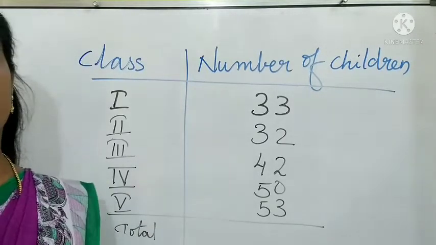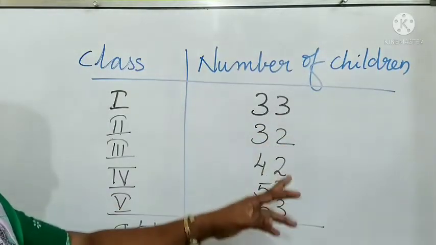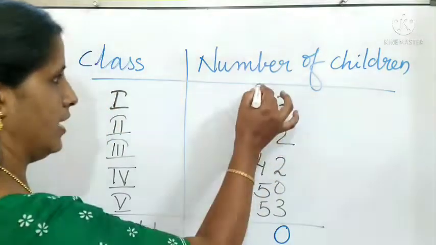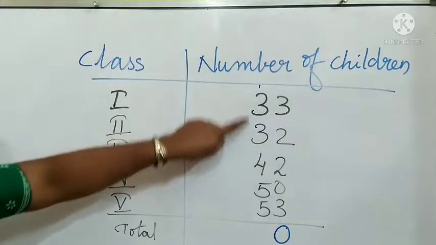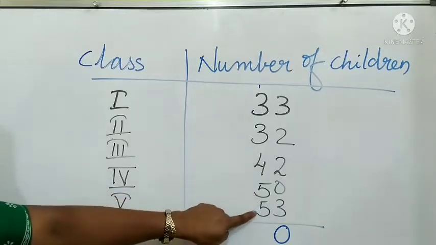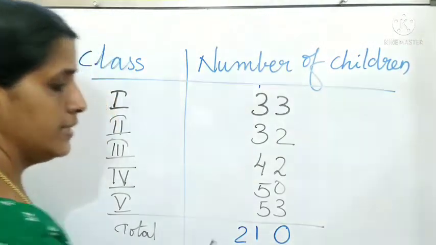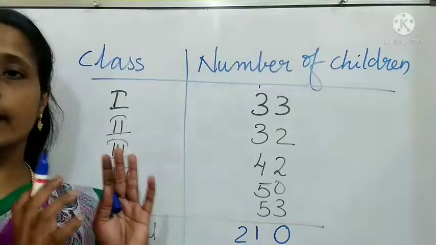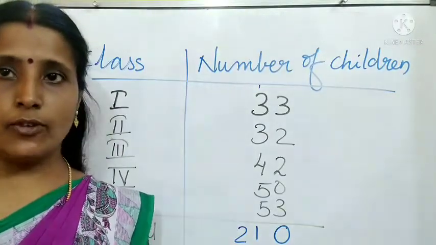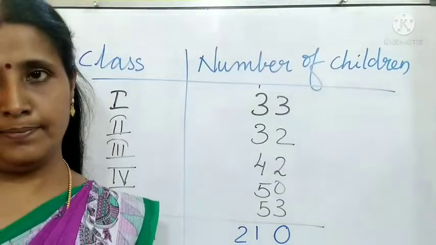Total how many students are going on this trip? So, adding these numbers: 3 plus 2, 5, 5 plus 2, 7, 7 plus 3, yes, 10, carry 1. 3 plus 1, 4, 4 plus 3, 7, 7 plus 4, 11, 11 plus 5, 16, 16 plus 5, yes, 21. 210 students are going on this trip. So, I'll ask one question. We are going on this trip. What do we need first? Yes, we need the transportation.